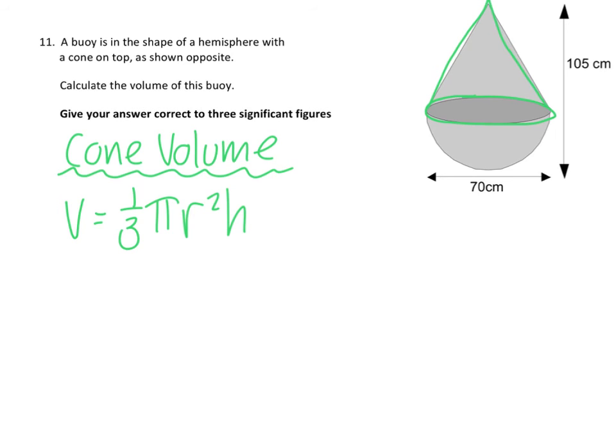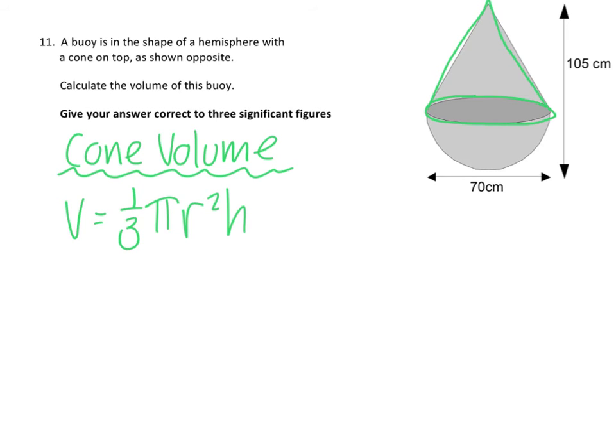So in order to work this out, we will need to know the radius of the cone and the height of the cone. So first of all, if we look to the bottom, we have this measurement here, which is 70 centimetres. Now that's clearly the same as this distance here, which is the diameter of the base of the cone. That means that the radius of the cone is going to be half of 70, which will be 35.